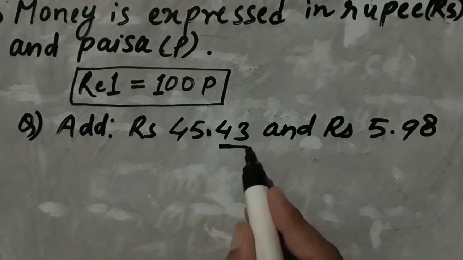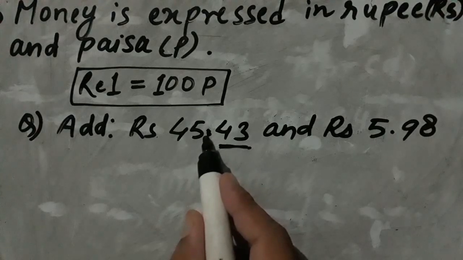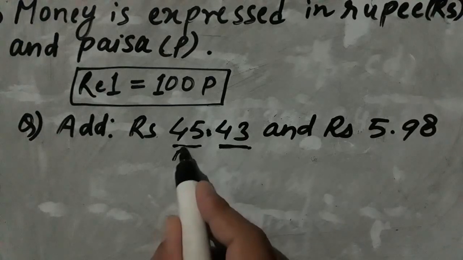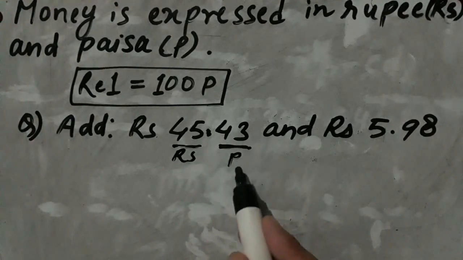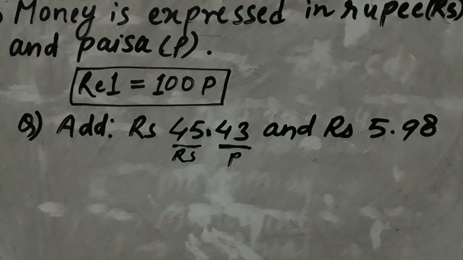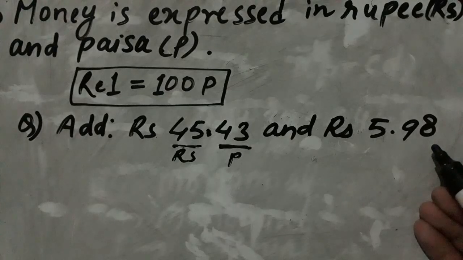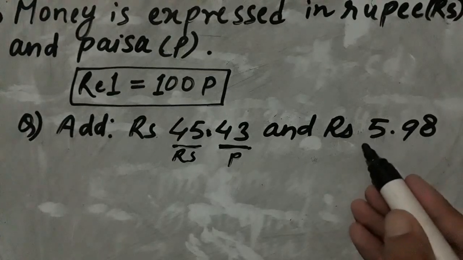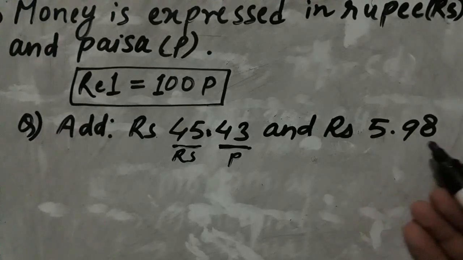The part to the right of the decimal we call paisa, students, and the portion towards left of the decimal we call rupees. So we can read it as 45 rupees 43 paisa. In this way also we can read. So similarly, here is rupees 5.98, which means 5 rupees 98 paisa. The part before the decimal is rupees, and the part after the decimal is paisa. So it is 5 rupees 98 paisa.